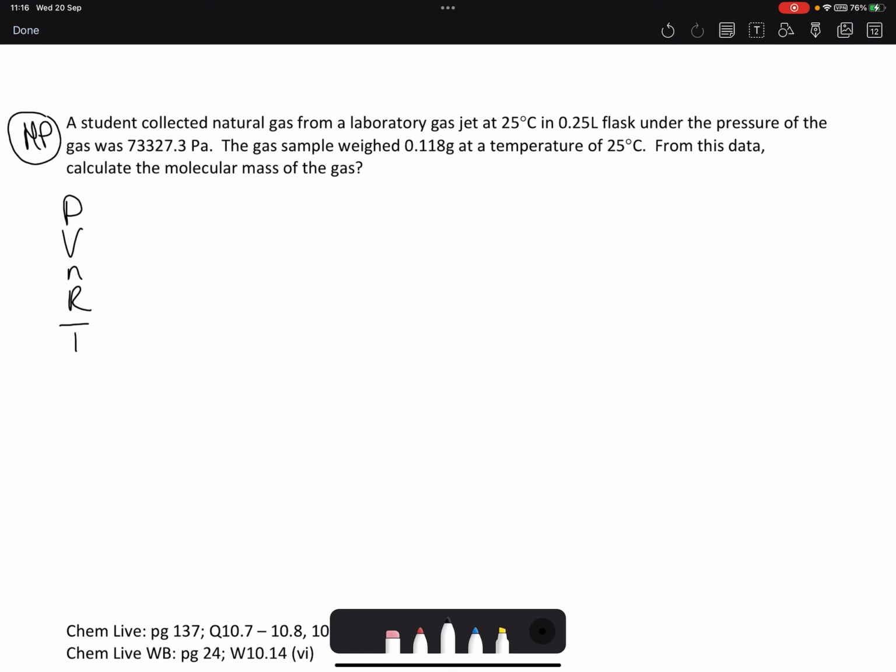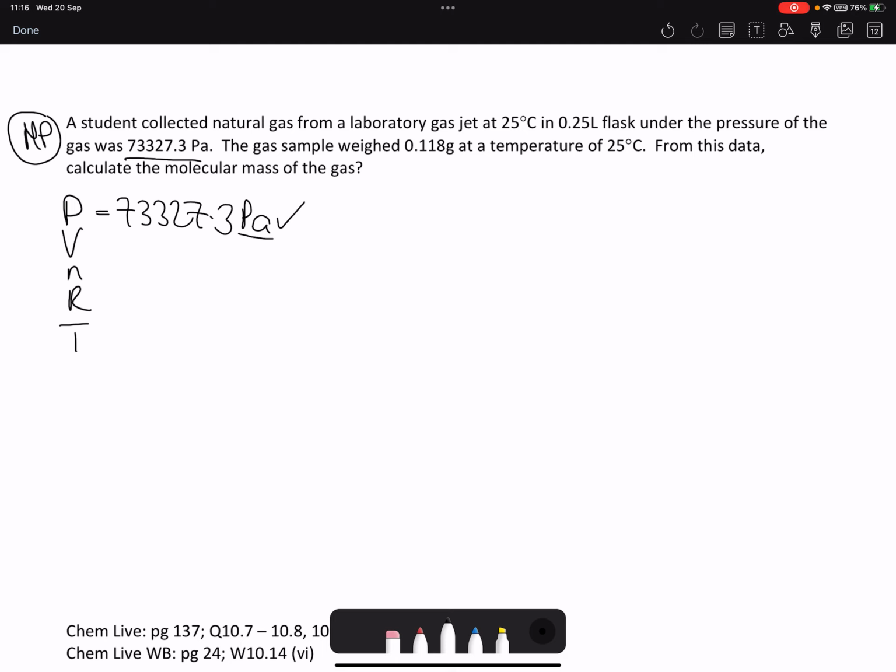So we read our question. We have a gas from a laboratory gas jet at 25 degrees in a 0.25 litre flask under the pressure of 73,327.3 pascals. Our sample of gas weighed 0.118 grams at a temperature of 25 degrees Celsius. From this data, calculate the molecular mass of the gas. So what do we know? We know this is our pressure, 73327.3 pascals. We know my unit is correct.